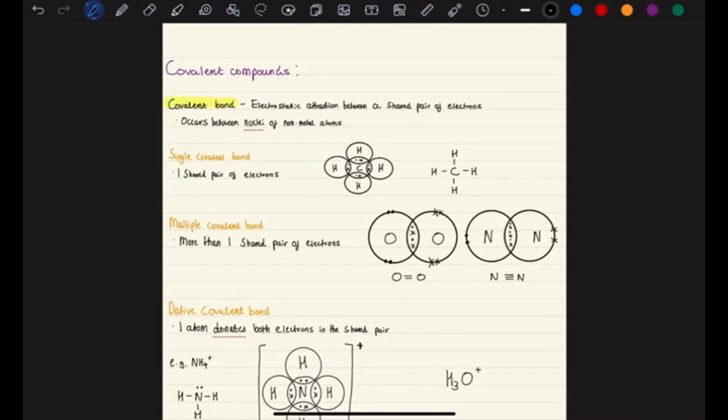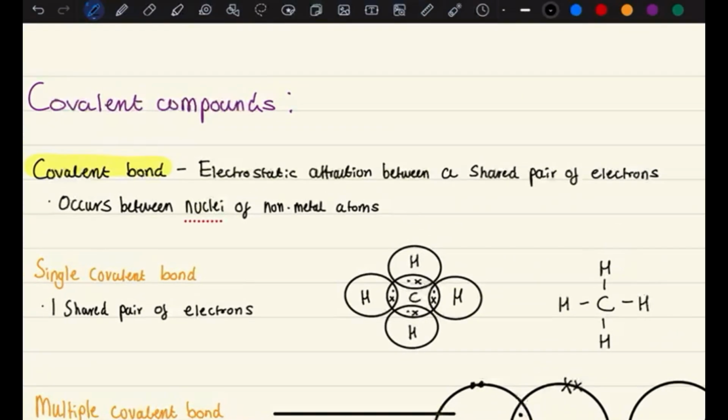Okay, so for covalent compounds, we've got a lot more to talk about. Let's talk about a covalent bond. It is an electrostatic attraction between a shared pair of electrons and the nuclei of the non-metal atoms. That's the definition. Just know that it's occurring between the nuclei of the non-metal atoms.